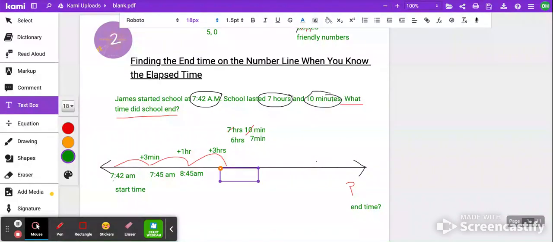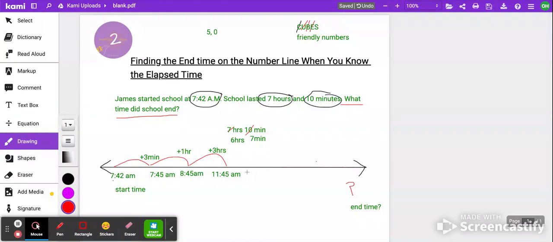So now my new time is 11:45 and I'm still at AM. Now, we've learned in a previous video that once you cross 12 o'clock, and I'm just going to draw a little arrow right here, once you cross 12, if you're starting at AM and you're moving to the right, it becomes PM. If you're starting over here on the right and you go to the left and you cross 12, it then becomes AM.